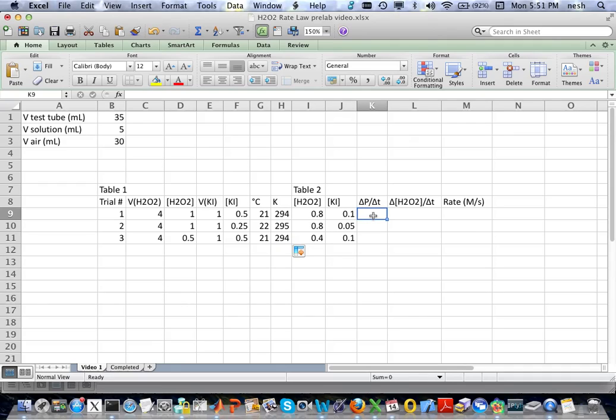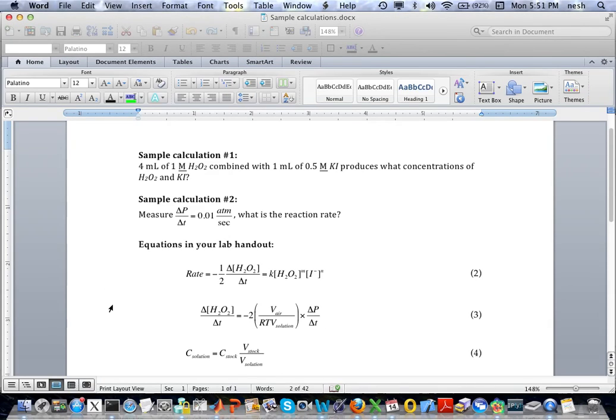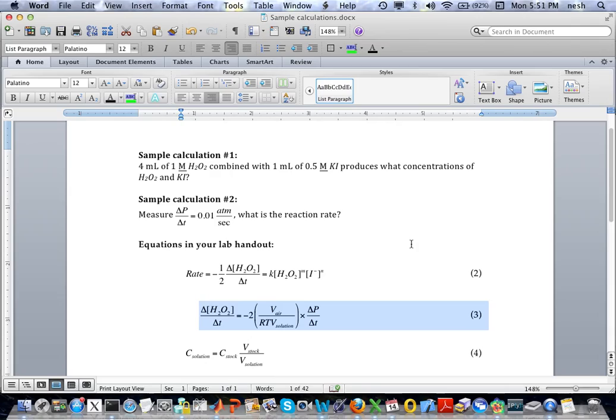Okay, how about this? Well, this first number I'm going to put in is 0.01. That's what we have in the exercise as the rate of pressure increase. Of course, that's going to be something that you'll measure in the lab. For the second one, let me go back to the handout. That's equation 3. It says if you know how fast the pressure is increasing, then multiply it by 2 times the ratio of volumes, over RT, and that will give you how the concentration of hydrogen peroxide is changing.